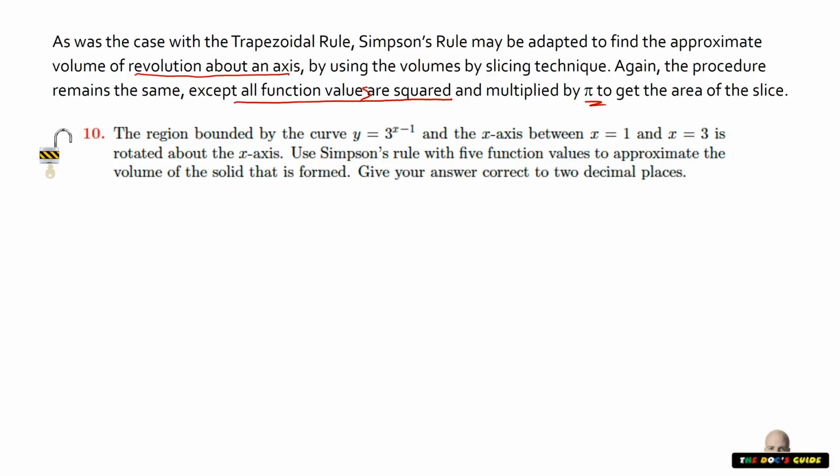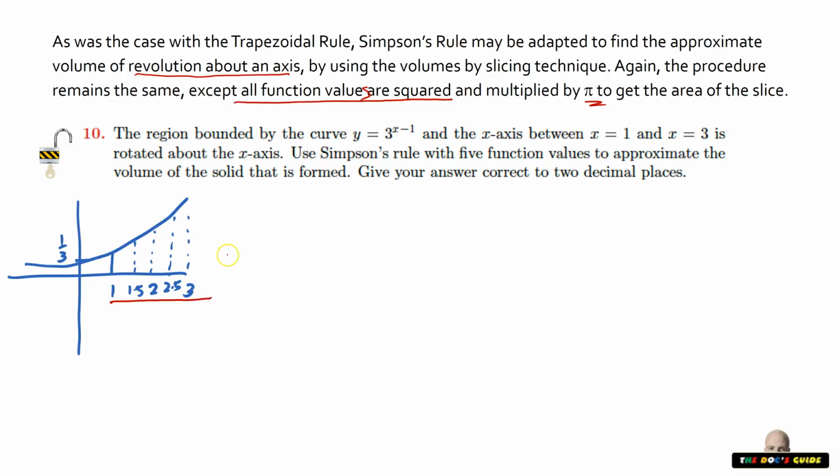So in this sense, the adaptation is the same as for the trapezoidal rule. So in this question here, we've got a region bounded by this curve and the x-axis between 1 and 3, rotated about the axis. Use Simpson's rule with 5 function values to approximate the volume of the solid which is formed. So this is our curve, y equals 3 to the x minus 1, cuts at 1 and 3. We're going from 1 to 3.